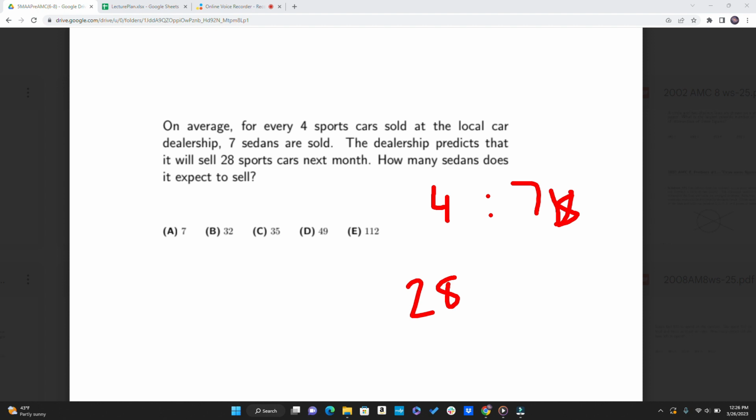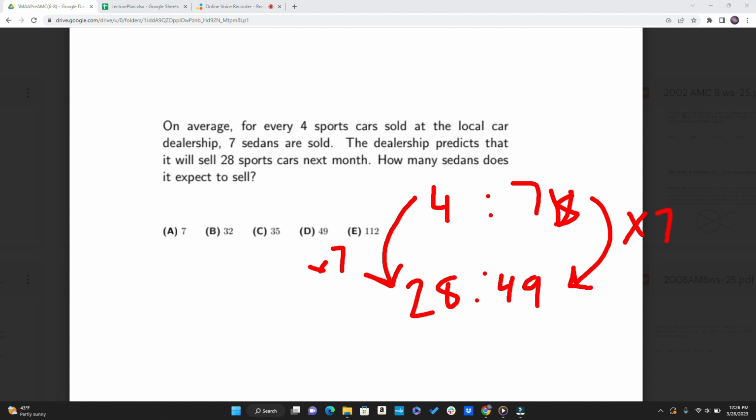4 to 28, how do we get from 4 to 28? We'll multiply by 7, right? 4 times 7 makes 28. So we can do the same for the sedans, right? We do 7 times 7. That will be 49 sedans. So for 28 sports cars, we get 49 sedans, which is answer choice D.